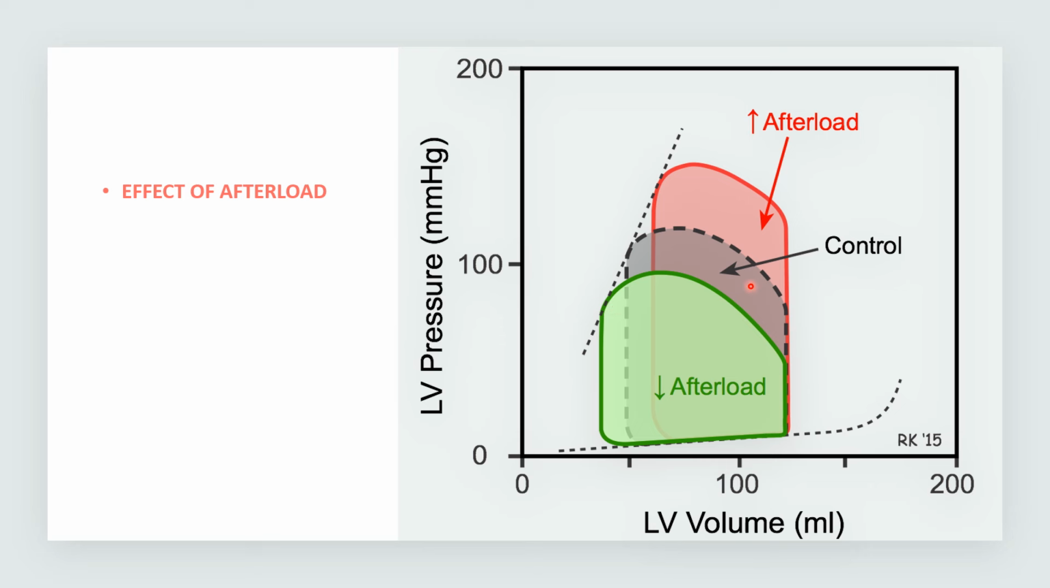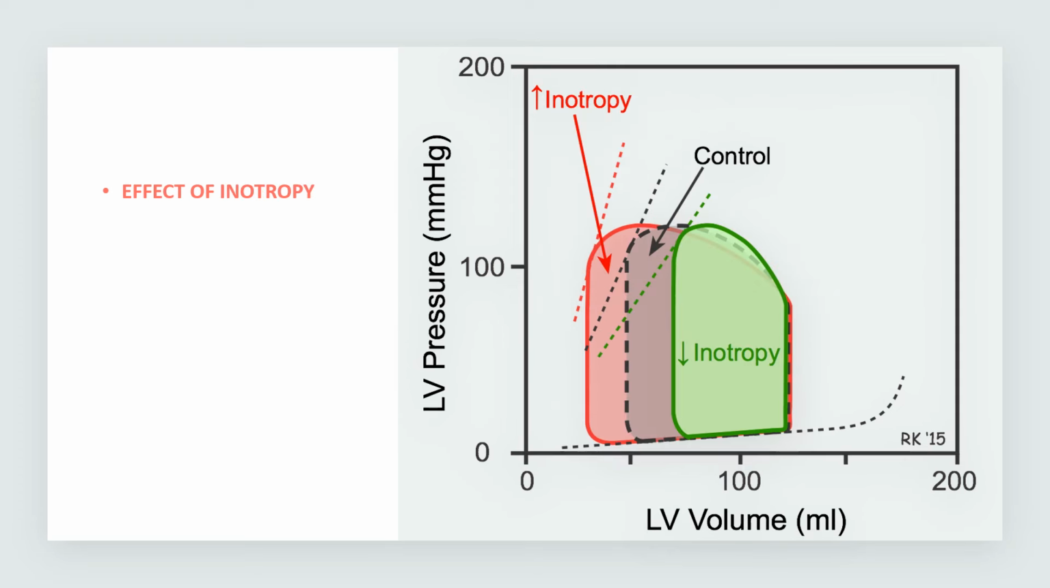So the middle part is the control arm. Now, if your patient has increased afterload, you can clearly see the stroke volume getting decreased. And if you have a decreased afterload, you can clearly see that the stroke volume will increase. And the third arm of managing such cases is the inotropic arm. Now the middle part is again the control part. Now if your patient is having decreased inotropy, you can see the stroke volume decreasing. And similarly, if the inotropy increases, that is the red box, you can clearly see the stroke volume increases.